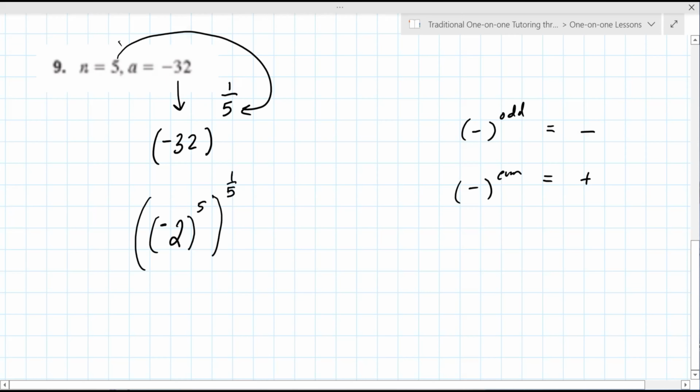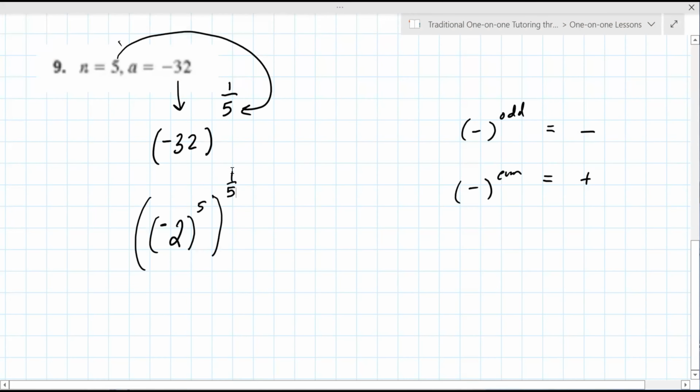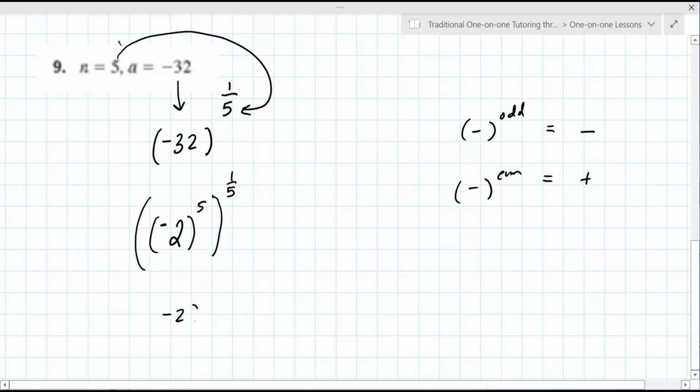And what is 5 times 1/5? So that's your next step here. Multiply the exponents. So that becomes -2 to the power of 1, which is just -2. And if you're thinking, oh, I'll have a calculator, you will not. I'd be very surprised. You'll see in the next grouping of questions, it says no calculator.